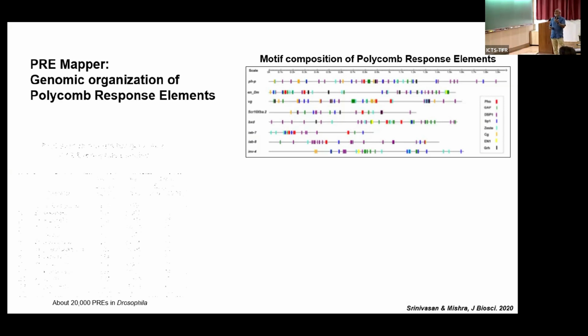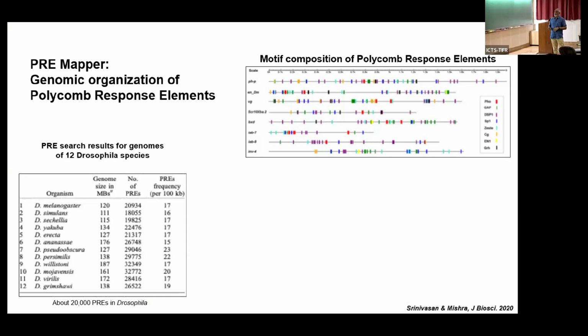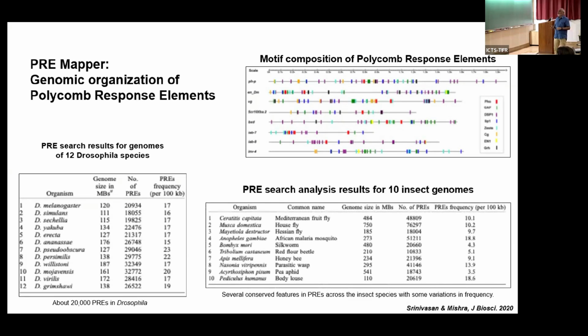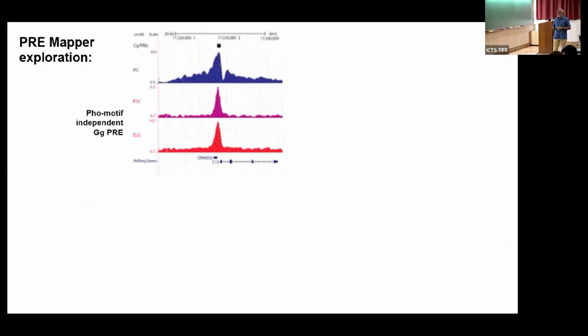So using this, when Srinivas made this PRE mapper, you can see that all Drosophila species have a very similar number of predicted PREs, about 20,000 of them. And in other insects also, we get a similar kind of prediction, except for a few, maybe some proteins they have acquired newly, so that's why some are missing, or maybe they have a lesser number of PREs, unlikely though. So using these tools, we are able to predict PREs, but are these predictions working?